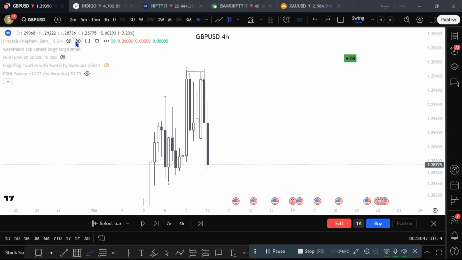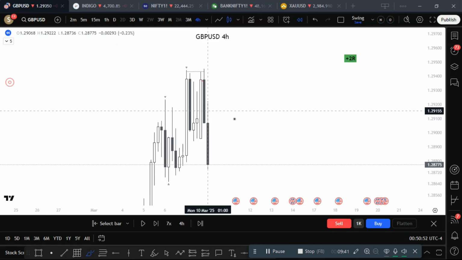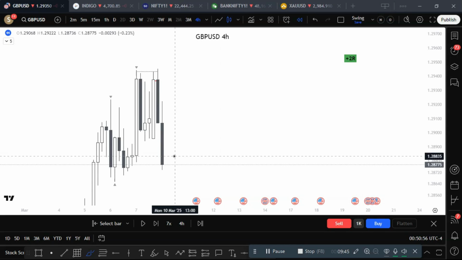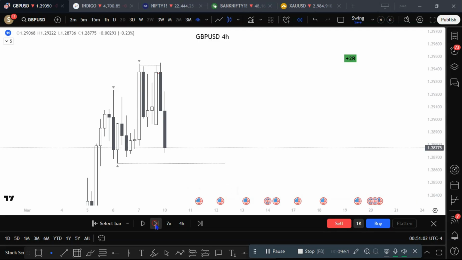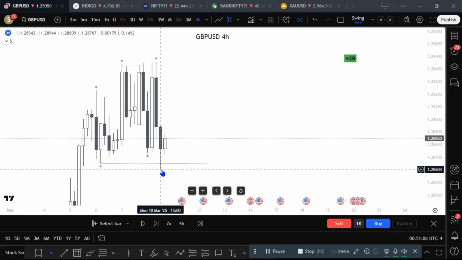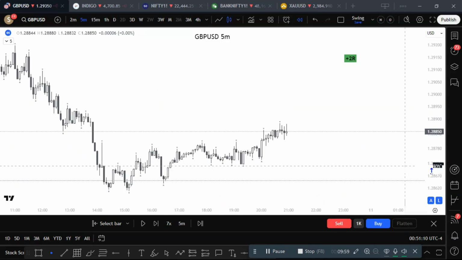And here is the setting. It comes default to 3, but keep it at 5, because if you're using 3 it will show you so many arrows and you will get confused. So now we have our sell side liquidity to the downside. Simply we will wait for the price, and here we have what, wick closing. Now we will drop to the 5-minute chart, as you know.